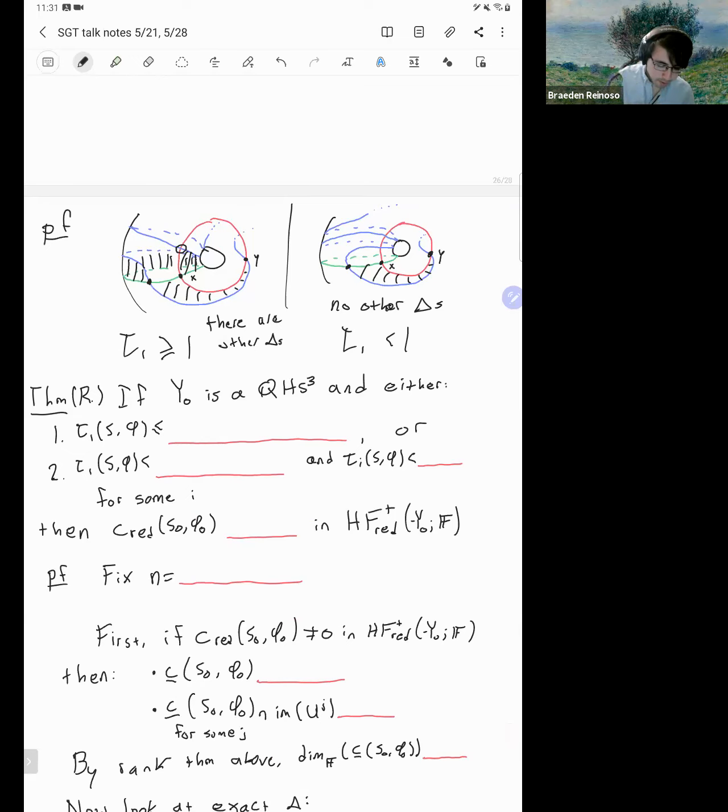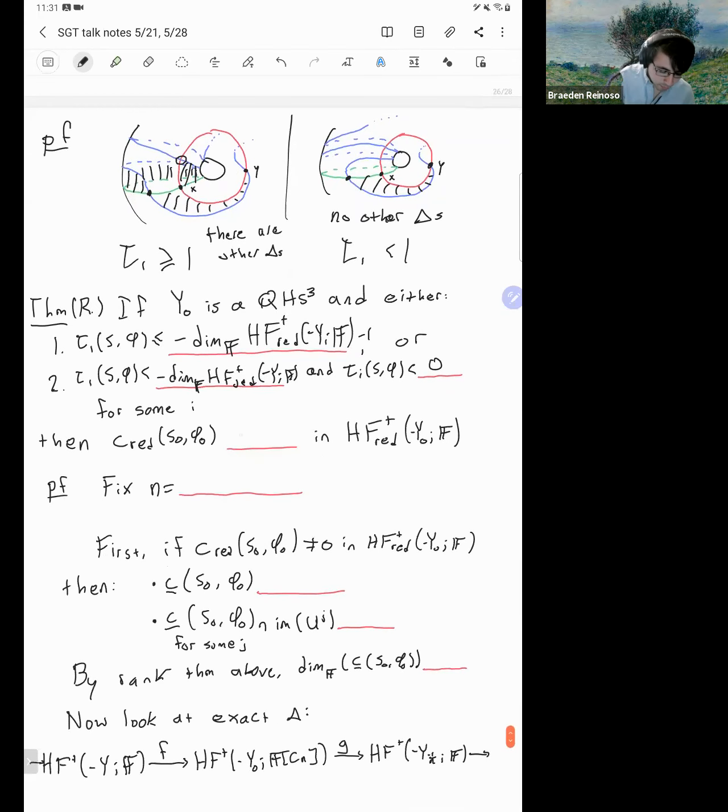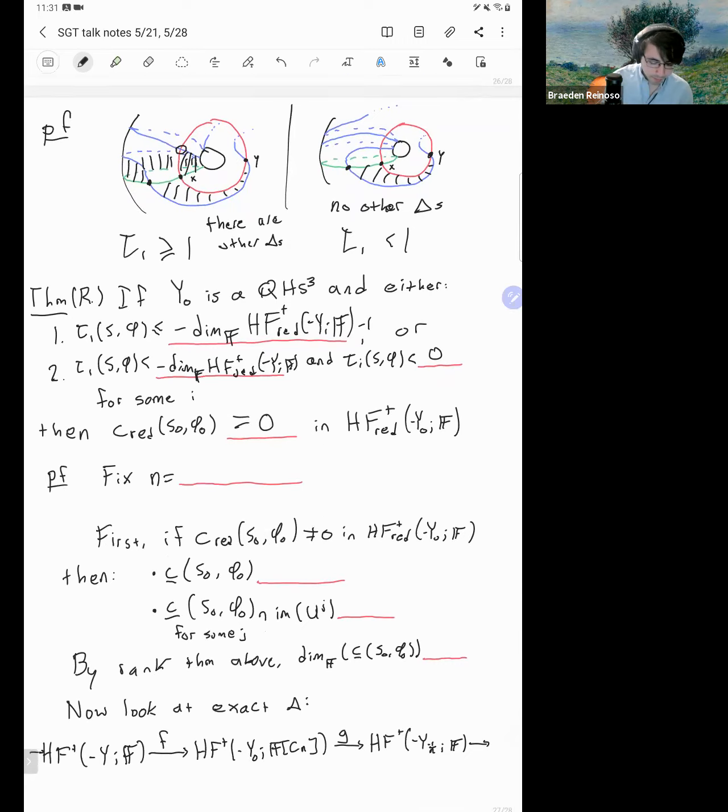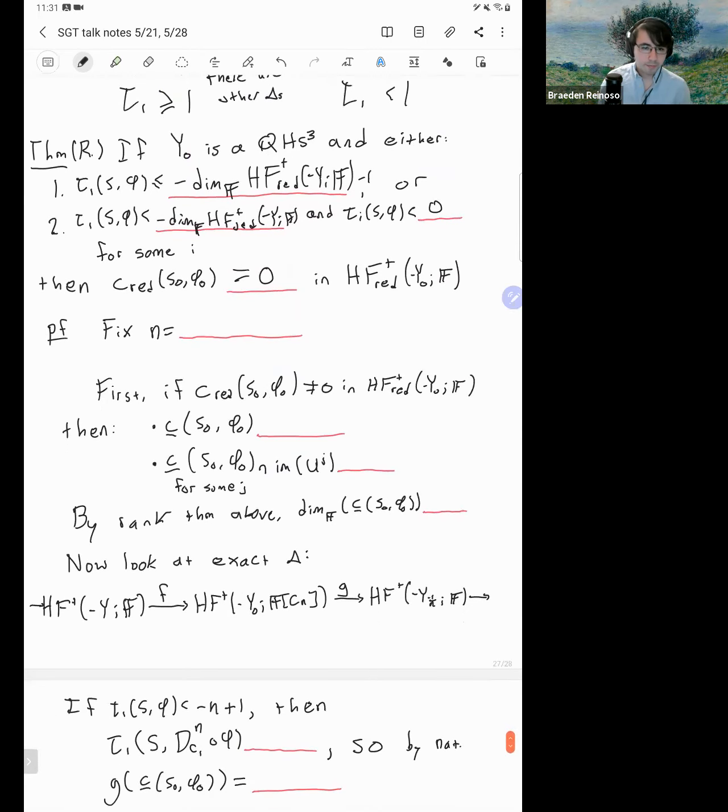So if you cap off some open book and get that the ambient manifold of that capped off guy is a rational homology sphere, and either your original open book has fractional Dehn twist coefficient less than the negative of the dimension over F of HF plus reduced of your original ambient manifold minus 1, or just the same thing where you are allowed to get rid of that minus 1 and instead add less than 0 on some other boundary component, then you get out that your reduced contact invariant is 0. And this is the theorem that everything else follows from that I mentioned above.